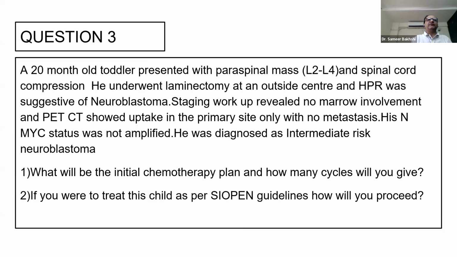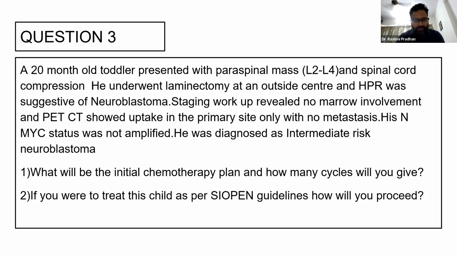Okay, let's come to this question now. A 20-month-old toddler presented with a paraspinal mass and spinal cord compression. He underwent laminectomy at an outside center and histopathology was neuroblastoma. Staging workup revealed no marrow involvement and PET-CT showed uptake only in the primary site and no metastasis. His NMYC was not amplified. He was diagnosed as intermediate risk neuroblastoma. So what sort of treatment do you want to give to this patient?